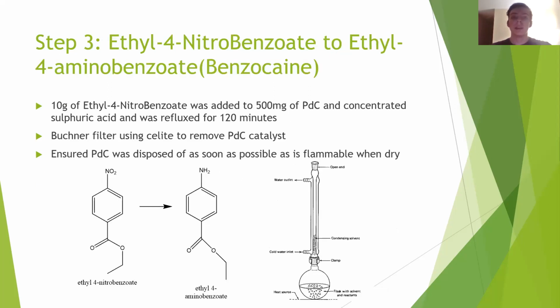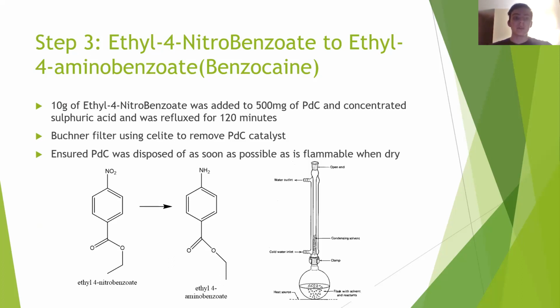Step 3. Ethyl-4 nitrobenzoate to ethyl-4 aminobenzoate. So we wanted to convert the NO2 to an NH2. So we had 10 grams of ethyl-4 nitrobenzoate, as there were a couple of issues in the second step, mainly due to the inability to get all of the product out of the round bottom flask from the rotary evaporation, so we just got some pure sample and made up to 10 grams because that was advised by the lab techs.